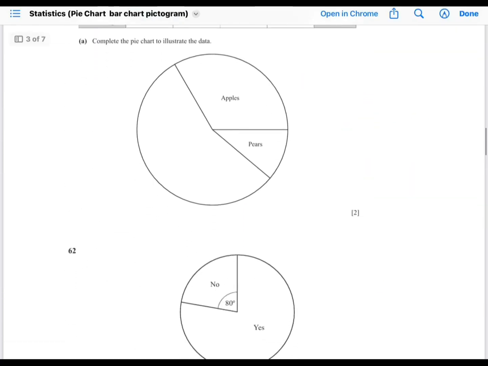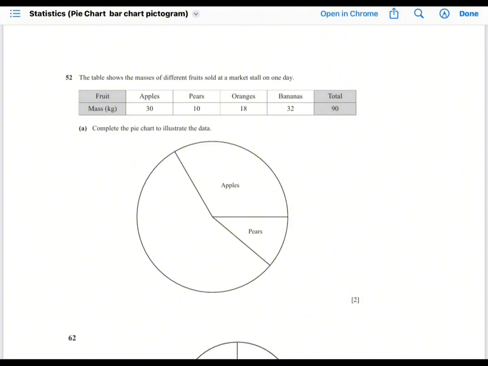Okay, now moving on to one more question we have. You can see that they have given a table and they are saying to complete the pie chart. So you have to make this pie chart by using the protractor. I hope you know how to do this. I cannot do it right now, I will just help you to find the values, find the angles.